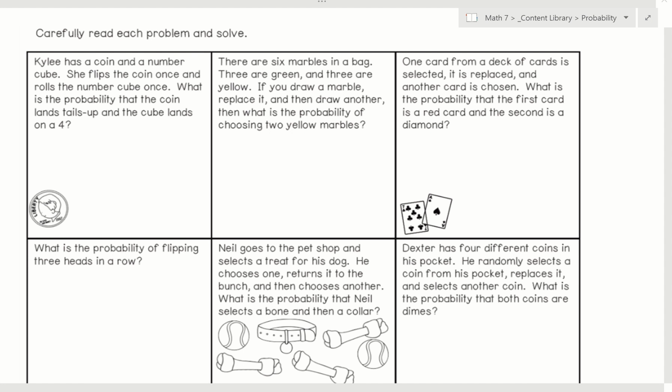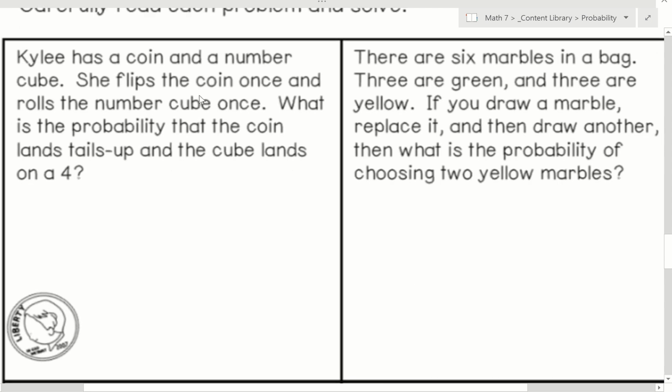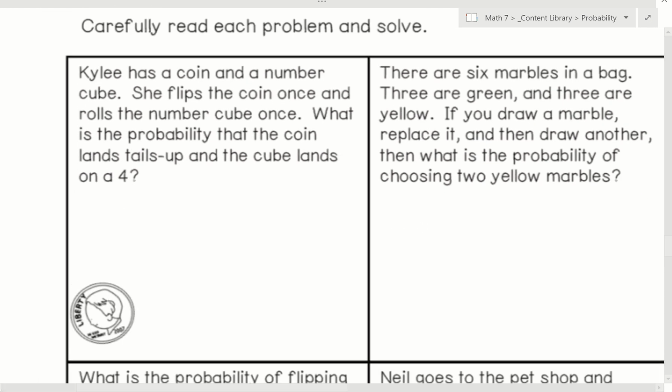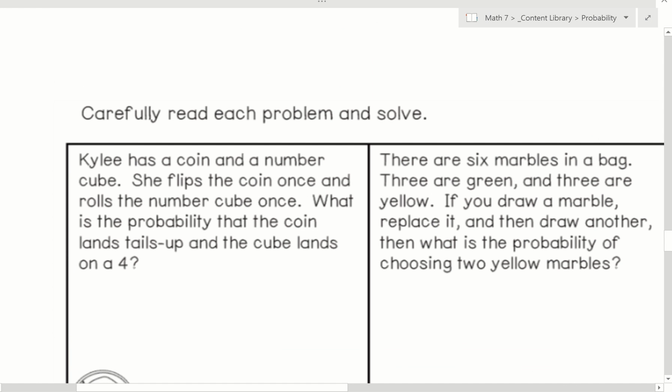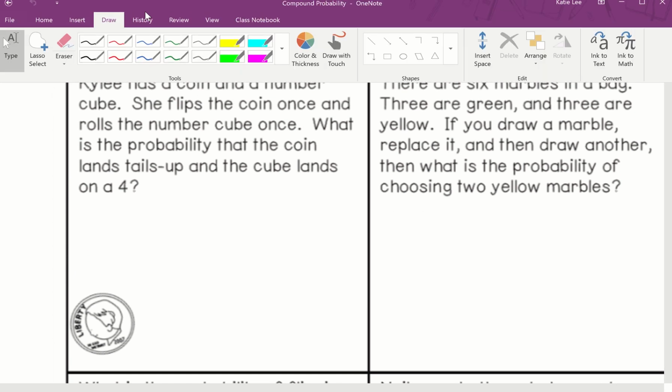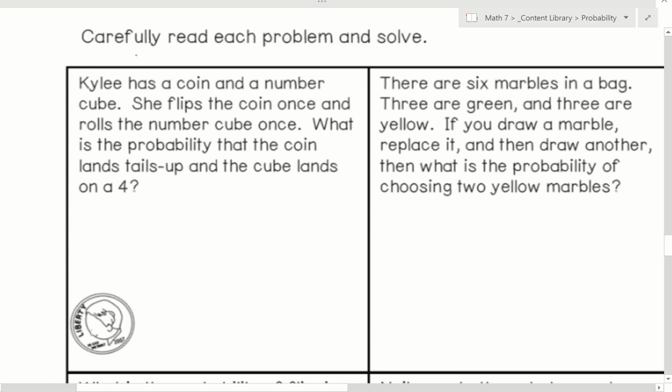So let's go through these problems. For this one, Kylie has a coin and a number cube. She flips the coin once and rolls the number cube once. What is the probability that the coin lands tails up and the cube lands on a 4? I'm going to say that the number cube is a normal number cube. So she has a coin and she has that number cube. So she flips it once.